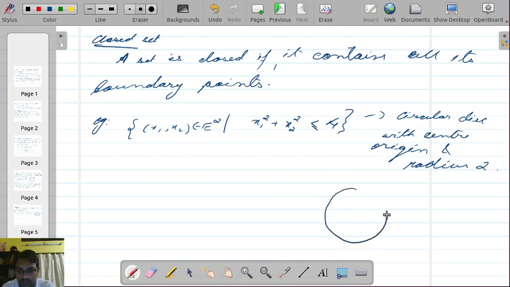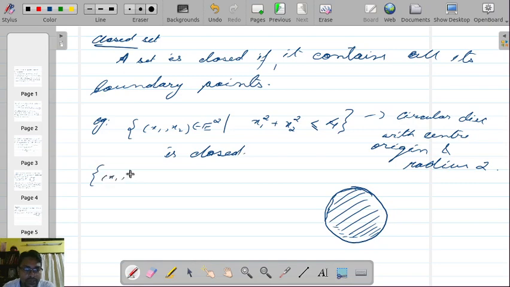So this circular disc represents the interior as well as the boundary, the circumference of the circle. So this is a set which contains all its boundary points also. So this is a closed set. Very similar to this, we can write a general one: the set of all those (x1, x2, up to xn) in E^n that satisfy x1 squared plus x2 squared plus up to xn squared is less than or equal to, say, 4, or say 6 or anything, is also a closed set.